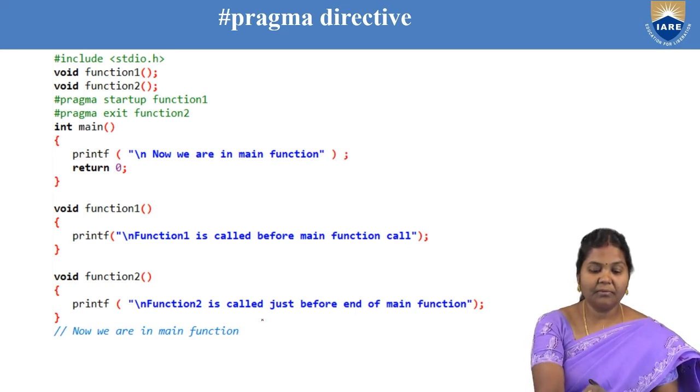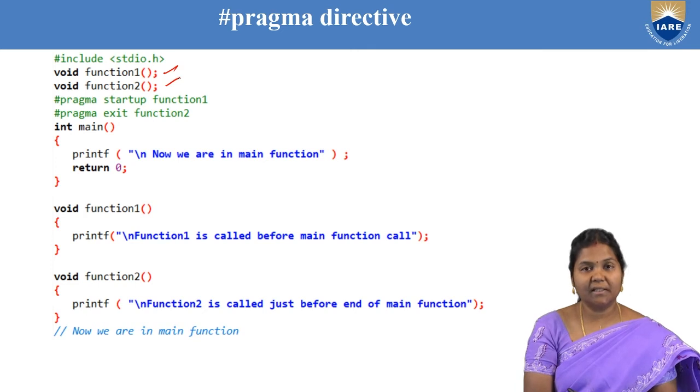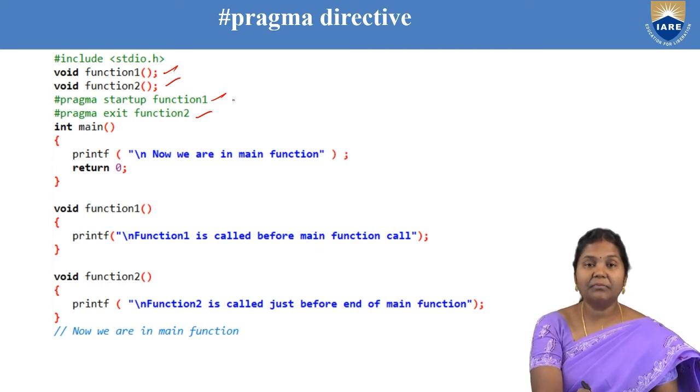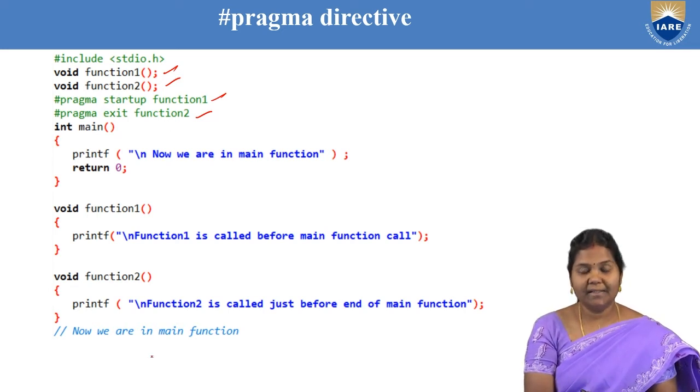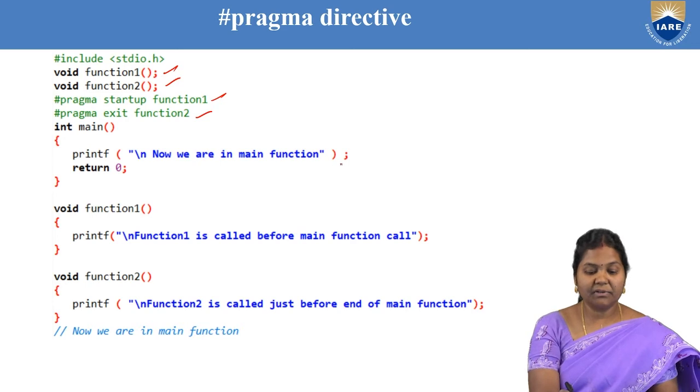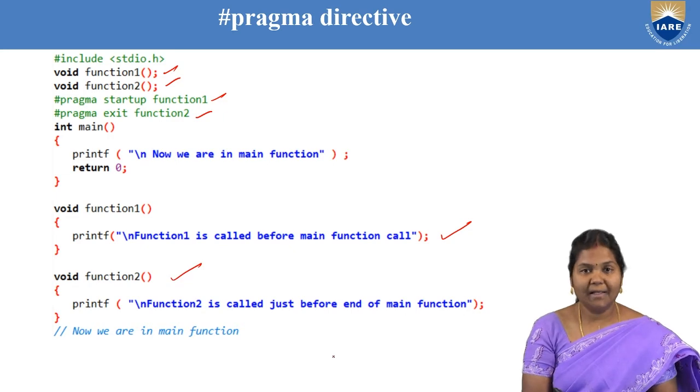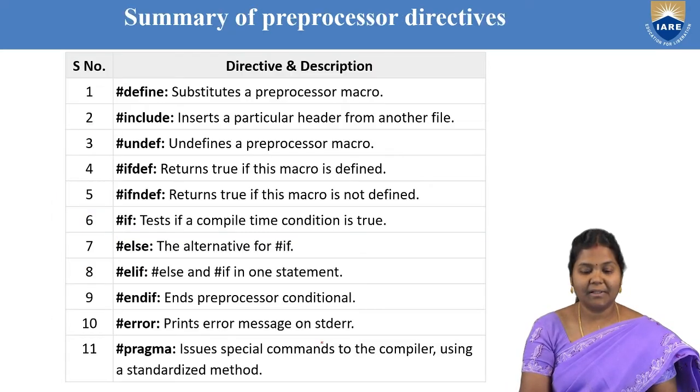Suppose function 1 and function 2, two functions are there. These are the prototypes which take nothing and return nothing. Then I am using hash pragma startup and exit. So during startup I want function 1 to be executed. During exit my function 2 should be executed. So in my main function, whenever you write pragma startup, during your startup function 1 will be automatically executed, and during exit function 2 will be executed. This is the usage of the pragma directive.